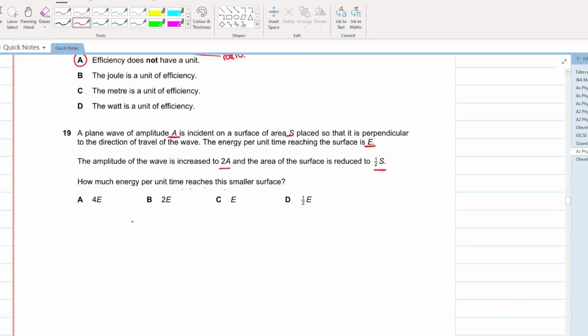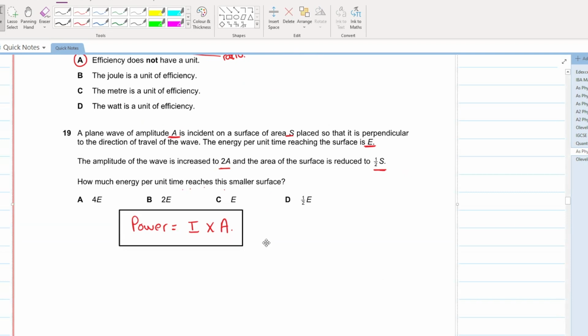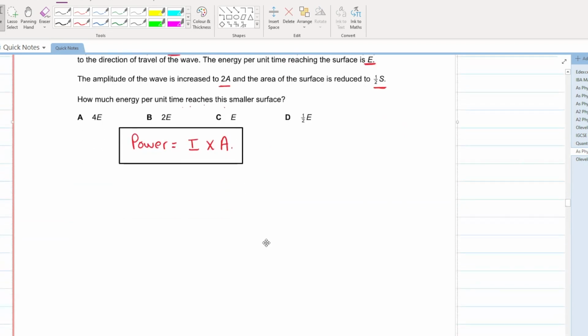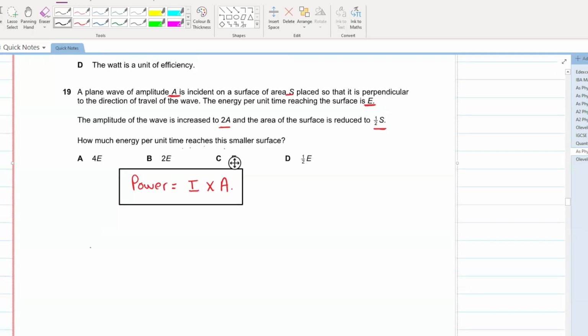What is that formula? Power is equal to intensity into area. This is the formula that most of the brilliant AS level students forget. Power is equal to intensity over area. Now, initially your amplitude was A, so your intensity was I.